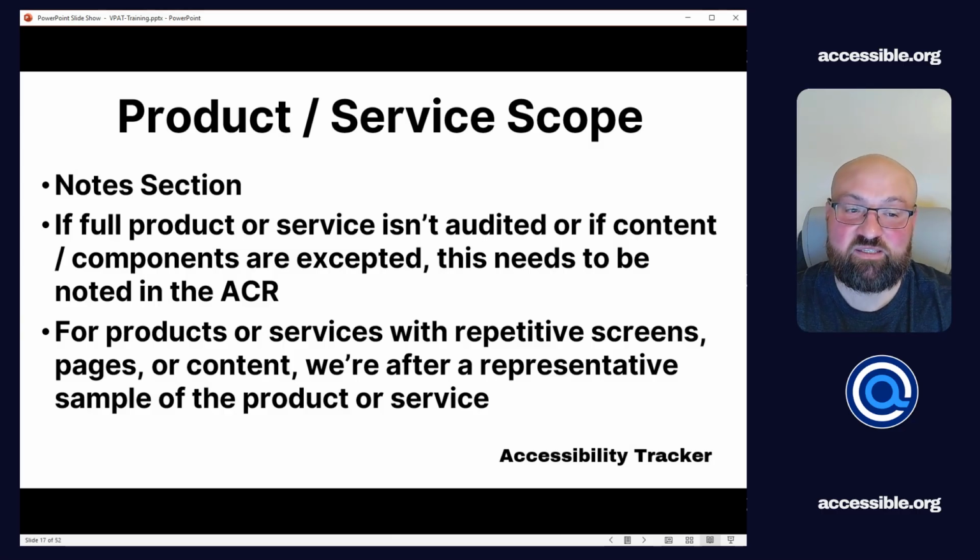And for products or services with repetitive screens, pages, or content, remember that we're only after a representative sample of the product or service, because sometimes it's simply impractical to include all of the pages, etc. So for that reason, we'll look to a representative sample. So here we're trying to bring forward any unique pages, screens, views, flows, templates, layouts, content, etc. So all that is unique, we'll bring that forward, we'll audit that, we'll detail the accessibility of that representative sample, and then our ACR will nicely cover our product or service.